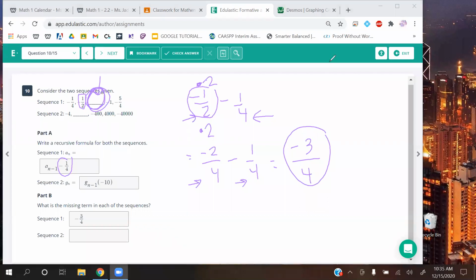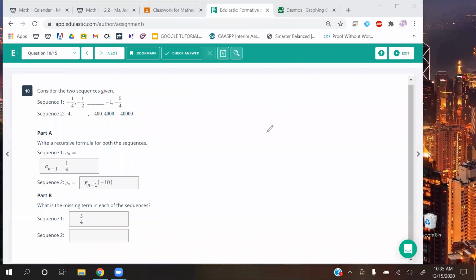Clear all drawings. I know the number box is just not great, but it is what it is. So in sequence 2, we are multiplying because it's geometric. So we said we are multiplying every time. What are we multiplying by? Negative 10. We found the R, it was negative 10. So to figure out this missing piece right here, we're gonna take the previous term, which I was trying to point to, and we're literally just gonna multiply it by negative 10. So negative 4 times negative 10, that gives us positive 40. So our missing term over here is 40.